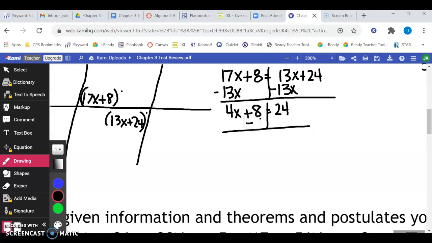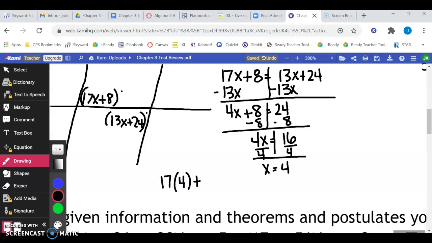Then I'm going to move that 8. 24 minus 8 would be 16. And then I'm going to divide by 4. So x is 4, but we have to find the angle measure. So I'm going to plug that back into one of the other equations. It doesn't matter which one. So I'm going to do 17 times 4 plus 8. 17 times 4 would be 68. And add 8 to that would be 76 degrees. So the angle measures here are 76.